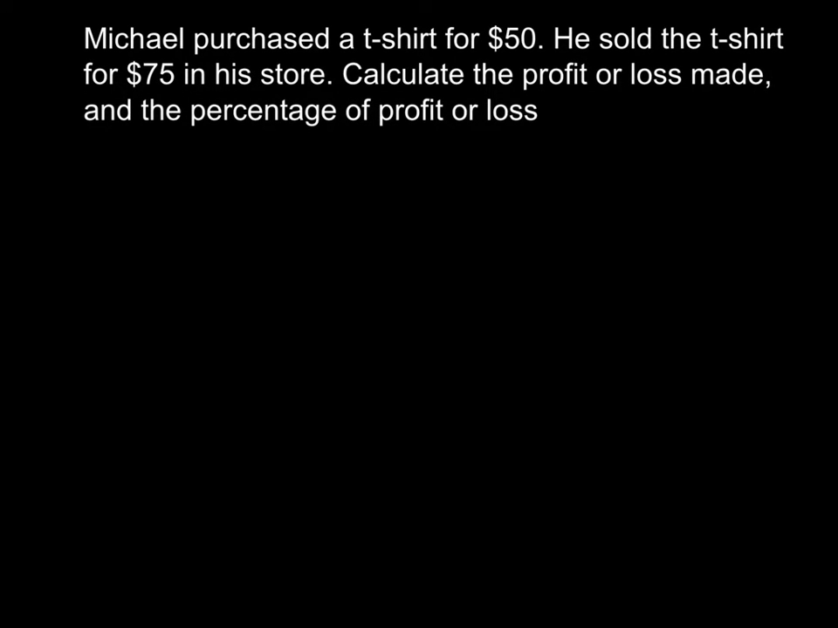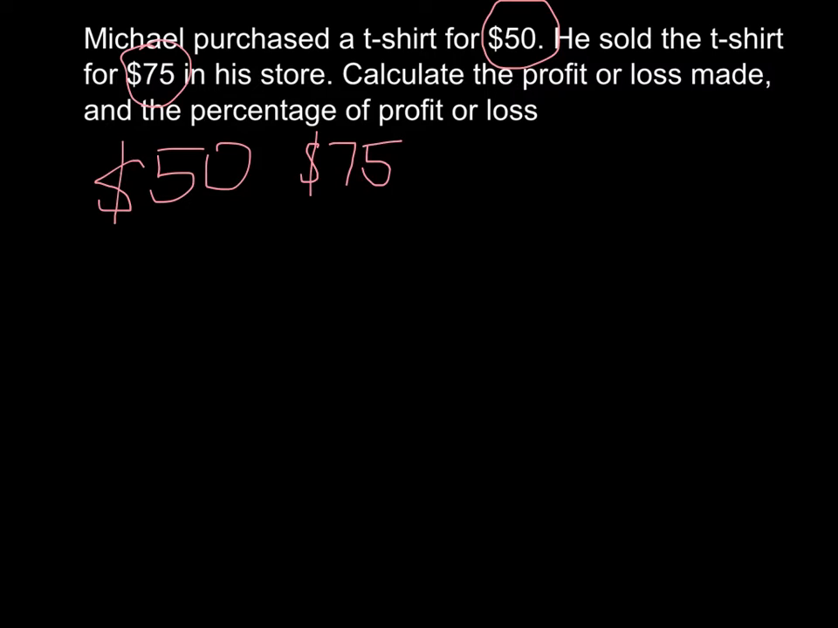Firstly, let's calculate the profit or loss. Michael purchased the t-shirt, so he paid $50. He then sold it for $75. So to work out the profit or loss, we need to find the difference between these two numbers. So the difference between 50 and 75 is $25.